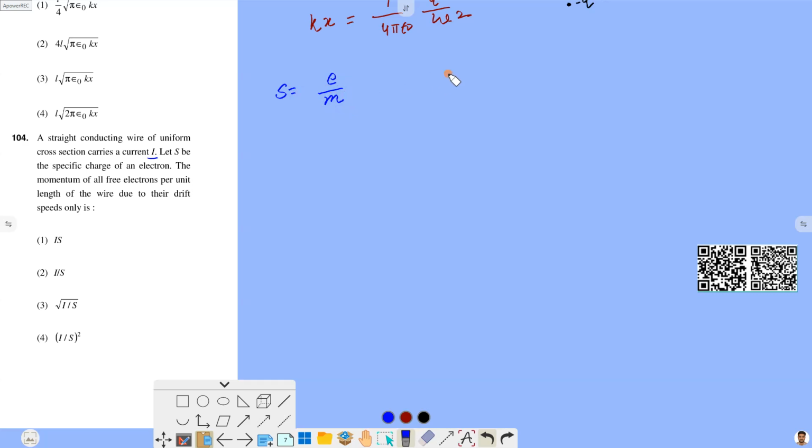Now we know that momentum is equal to mass times velocity, and for electrons in the wire we will have drift velocity, so momentum will be m times Vd. For current we know that I is equal to nеA Vd. From this drift velocity comes out to be I by nеA. Now, if we convert it into momentum, then m Vd will be equal to m I by nеA. This is the momentum.